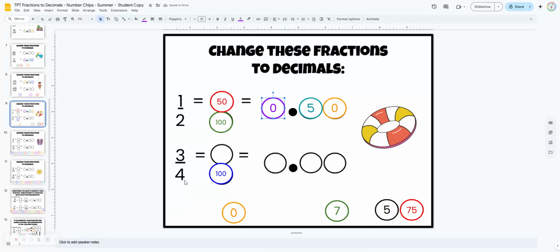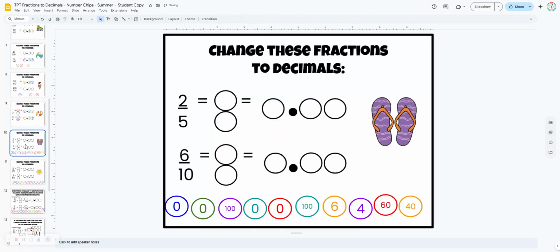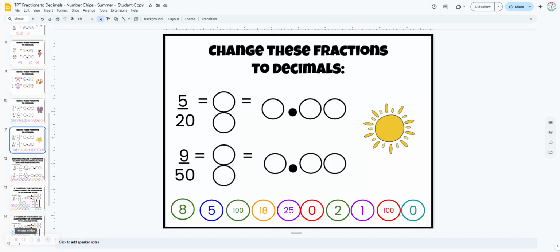Same thing here. If we multiply 4 times 25 in the denominator, we have to multiply 3 times 25 in the numerator, and we get 75 hundredths, and we just change it to a decimal. And they're going to be doing the same thing on the next two slides. So this number is going to be 100. They're just going to convert it to an equivalent fraction with 100 in the denominator and then change it to a decimal. Same thing here.